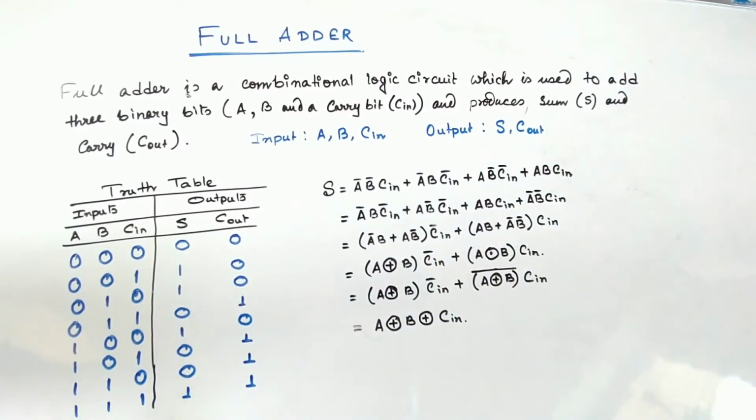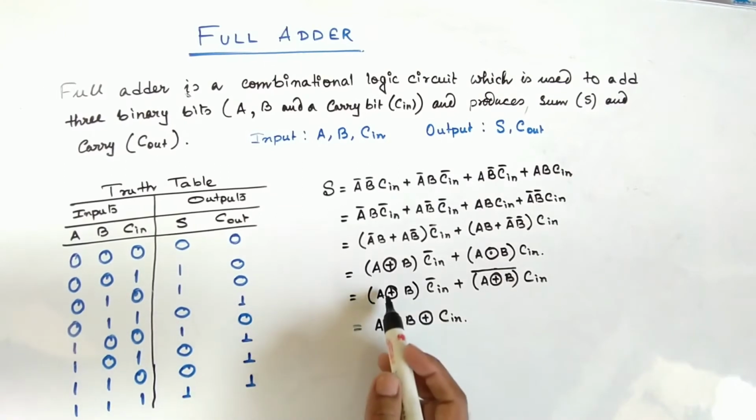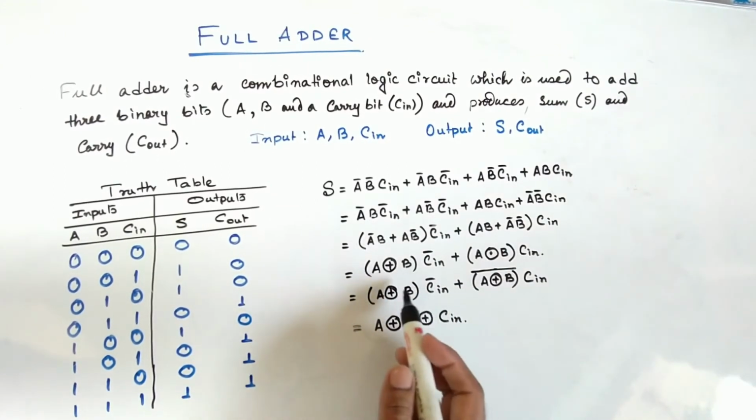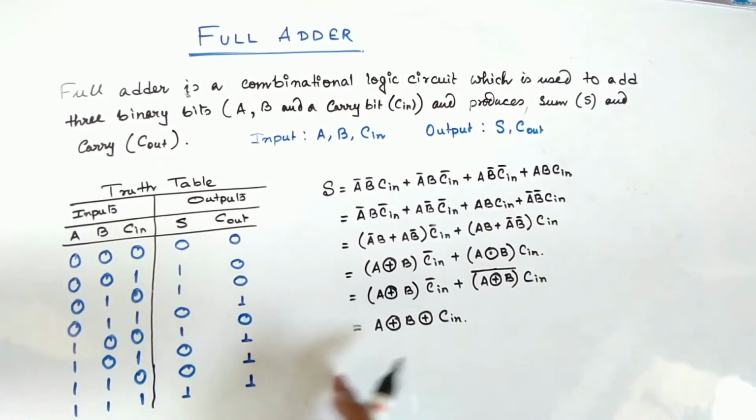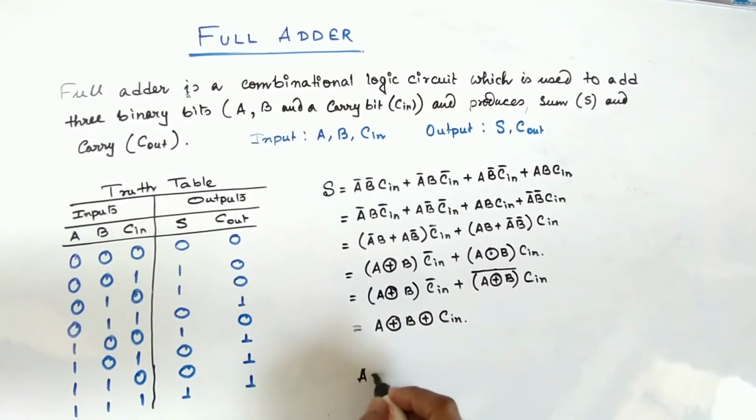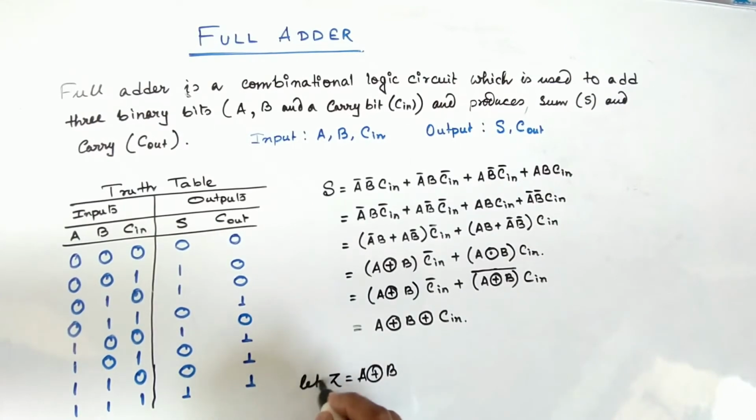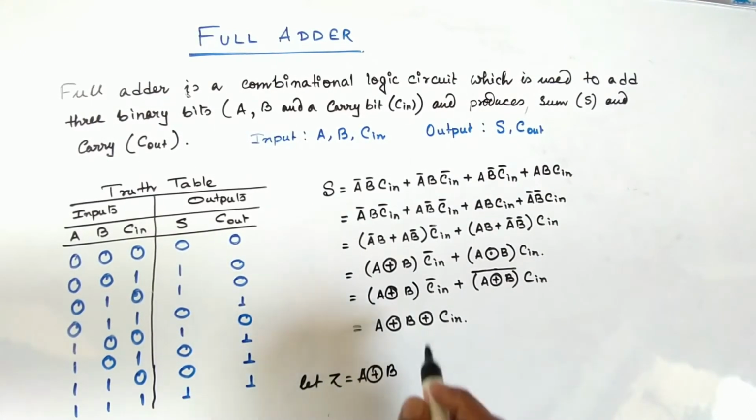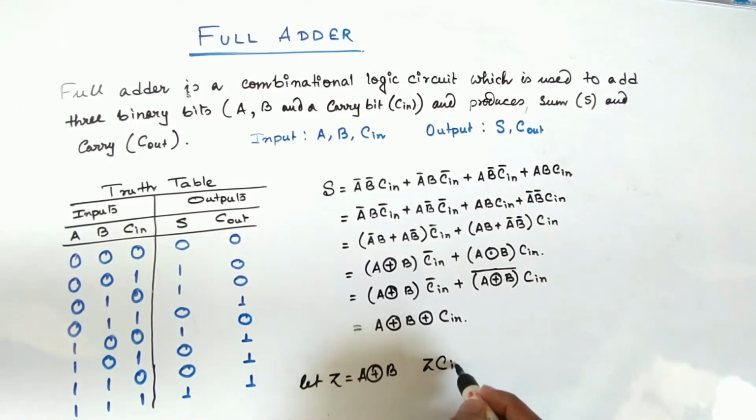So now after this line, let Z be a variable, let's take Z equals A XOR B. Now this equation can also be written as Z C in complement plus Z complement C in.